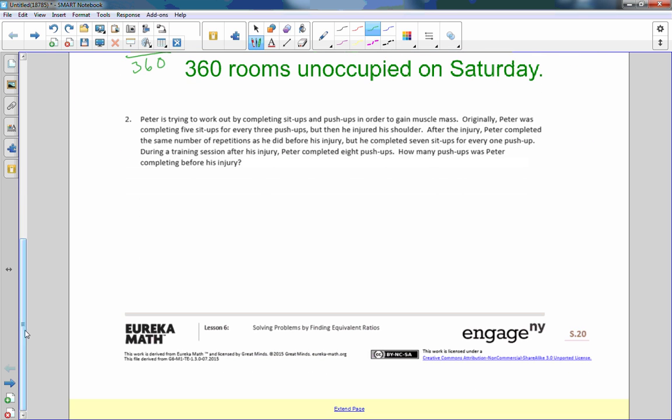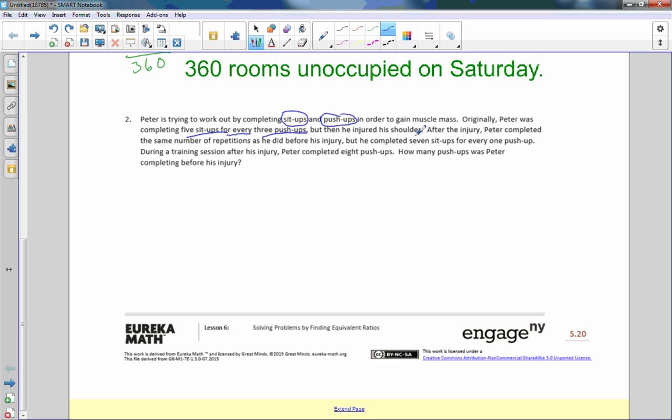Okay, number 2. Peter is trying to work out by completing sit-ups and push-ups. So these are the things that he's doing, sit-ups and push-ups, in order to gain muscle mass. Originally, Peter was completing 5 sit-ups for every 3 push-ups.